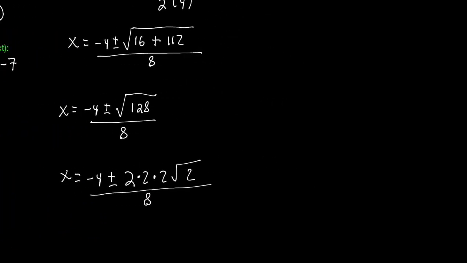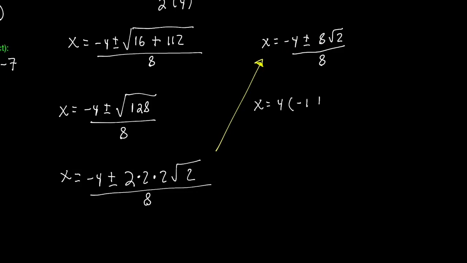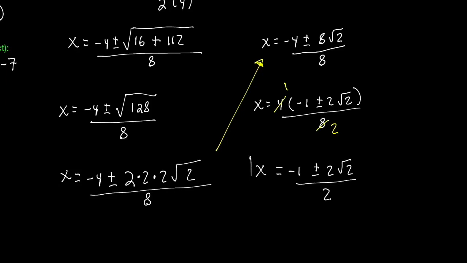So now I'll write this right here. I have x equal to negative 4 plus or minus 2 times 2 times 2 is going to give me 8. And then we have root 2 all over 8. The 4 and the 8, they have a greatest common factor of 4, so I'll factor that out, leaving me with a 4, negative 1 plus or minus 2 radical 2 all over 8. And then the 4 over 8 is the same thing as 1/2, so I can reduce that. And my solution is going to be x equal to negative 1 plus or minus 2 root 2 all over 2. And those would be the exact solutions of my x-intercepts.